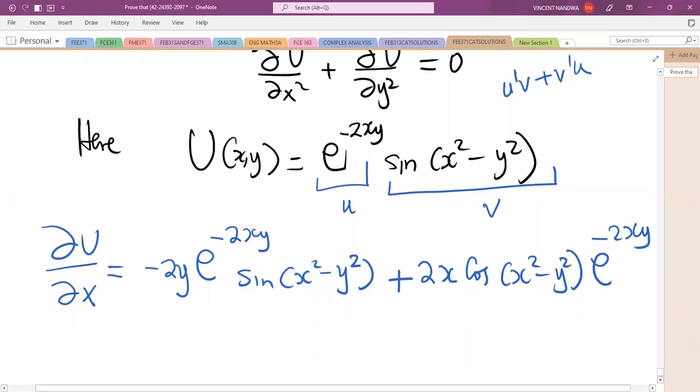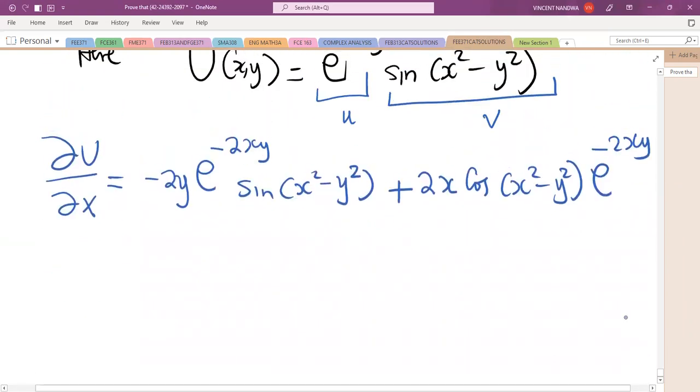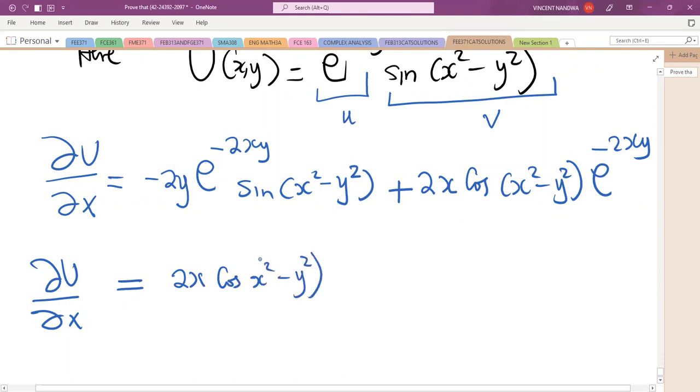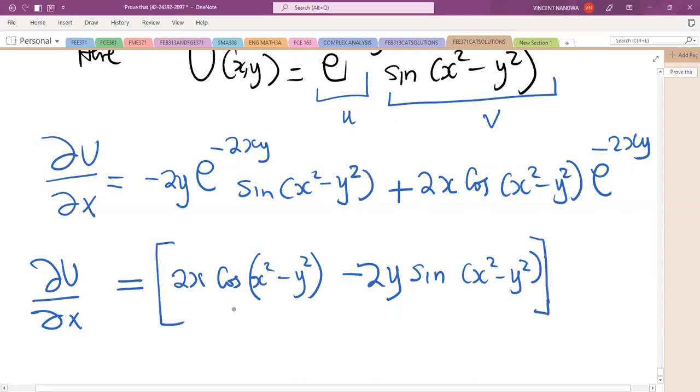So when you factor out e raised to power minus 2xy, partial u partial x will be 2x cos of x squared minus y squared minus 2y sine of x squared minus y squared. All this you multiply by e raised to power minus 2xy.